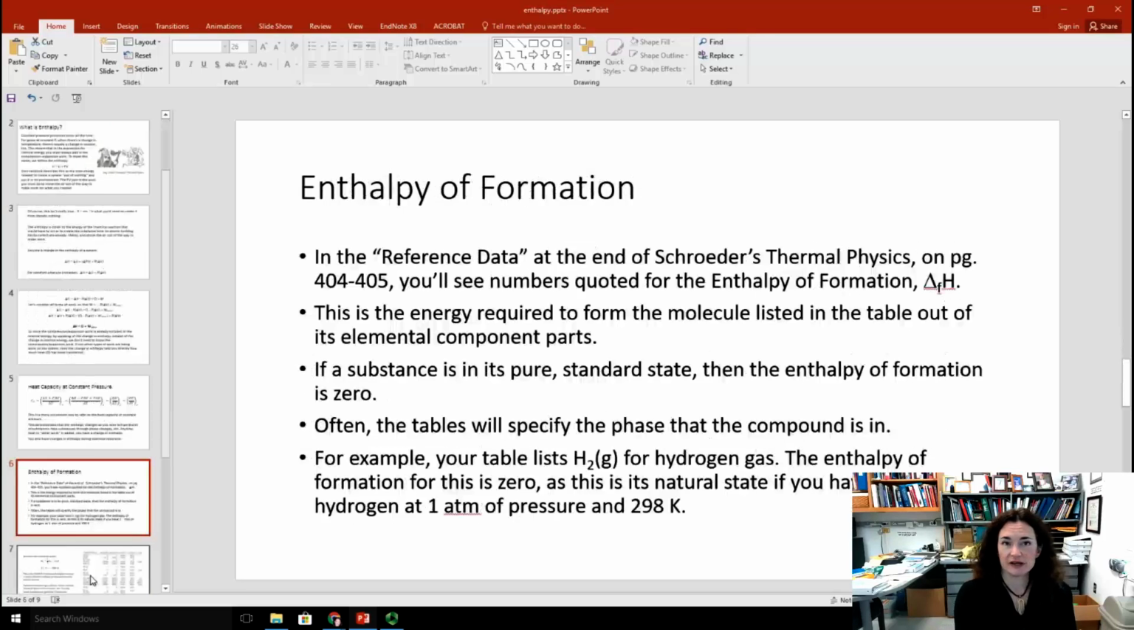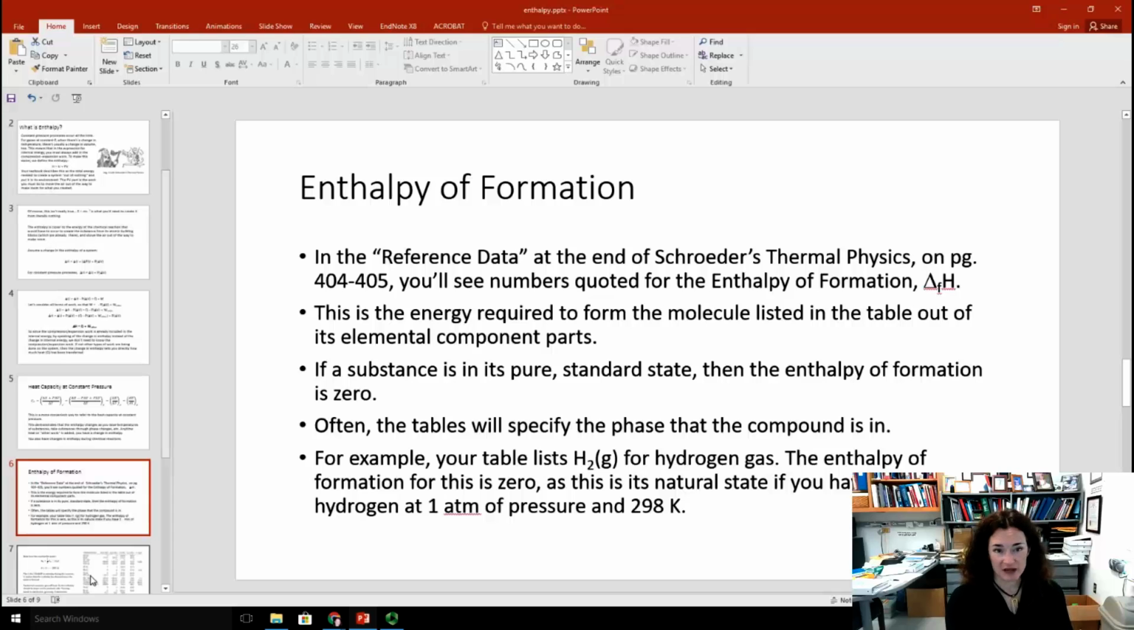So let's talk a little bit about the enthalpy of formation. Now, in Schroeder's thermal physics, at the end, there's a whole section called reference data. And if you flip through those, which start on page 404 or 405, you'll see that there's numbers for the enthalpy of formation. There's also Gibbs free energy, which we haven't gotten to yet, and a few other numbers. But for now, let's just stick to enthalpy of formation. So those are usually symbolized with a delta H, and sometimes with a subscript of an F to indicate the enthalpy of formation, to distinguish it from the enthalpy of combustion, which we'll talk about in just a second.